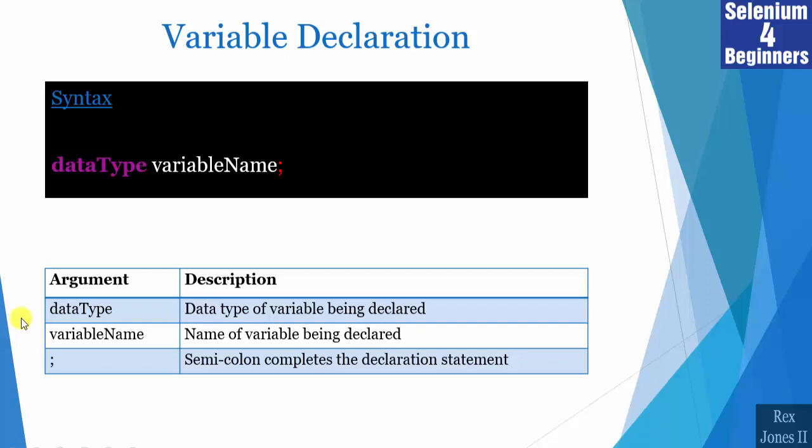Let me back up and explain syntax. Syntax is a set of rules that specify a combination of words and symbols. The words in this syntax are data type and variable name, while the symbol is a semicolon. Semicolons are written at the end of many statements to complete the statement. It's similar to a period at the end of a sentence.